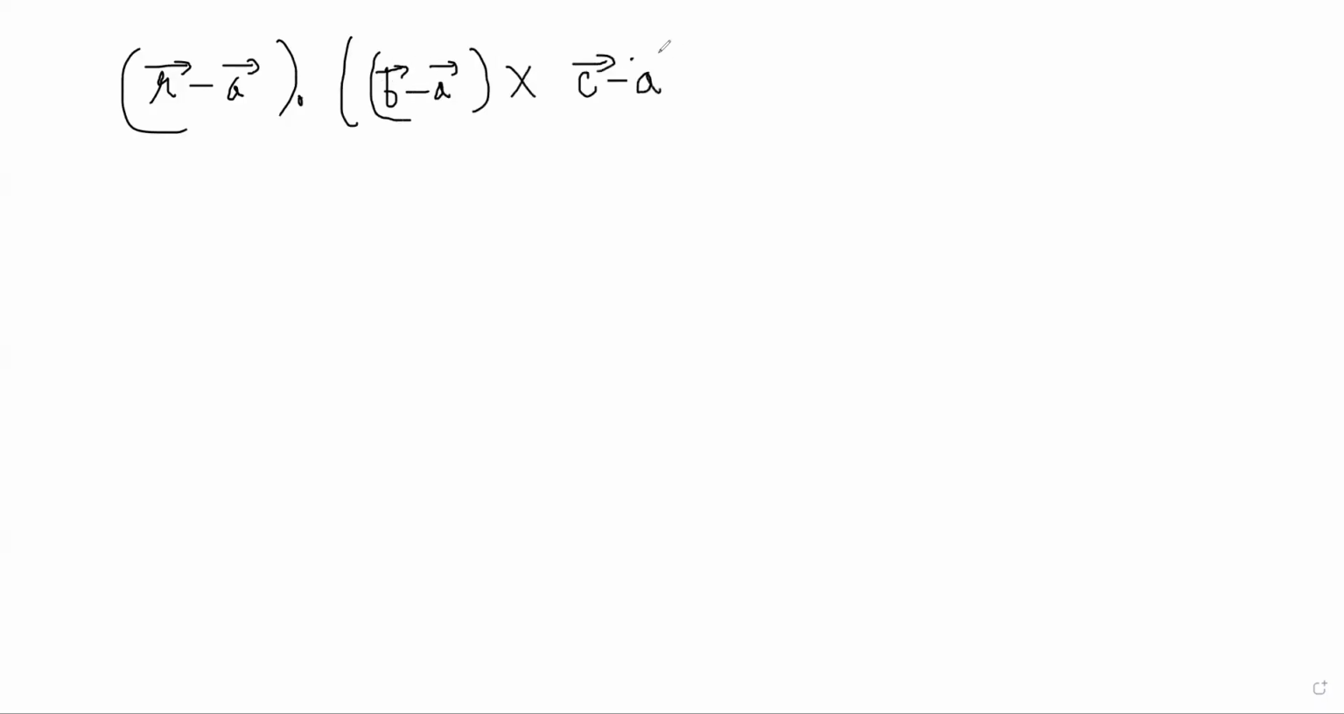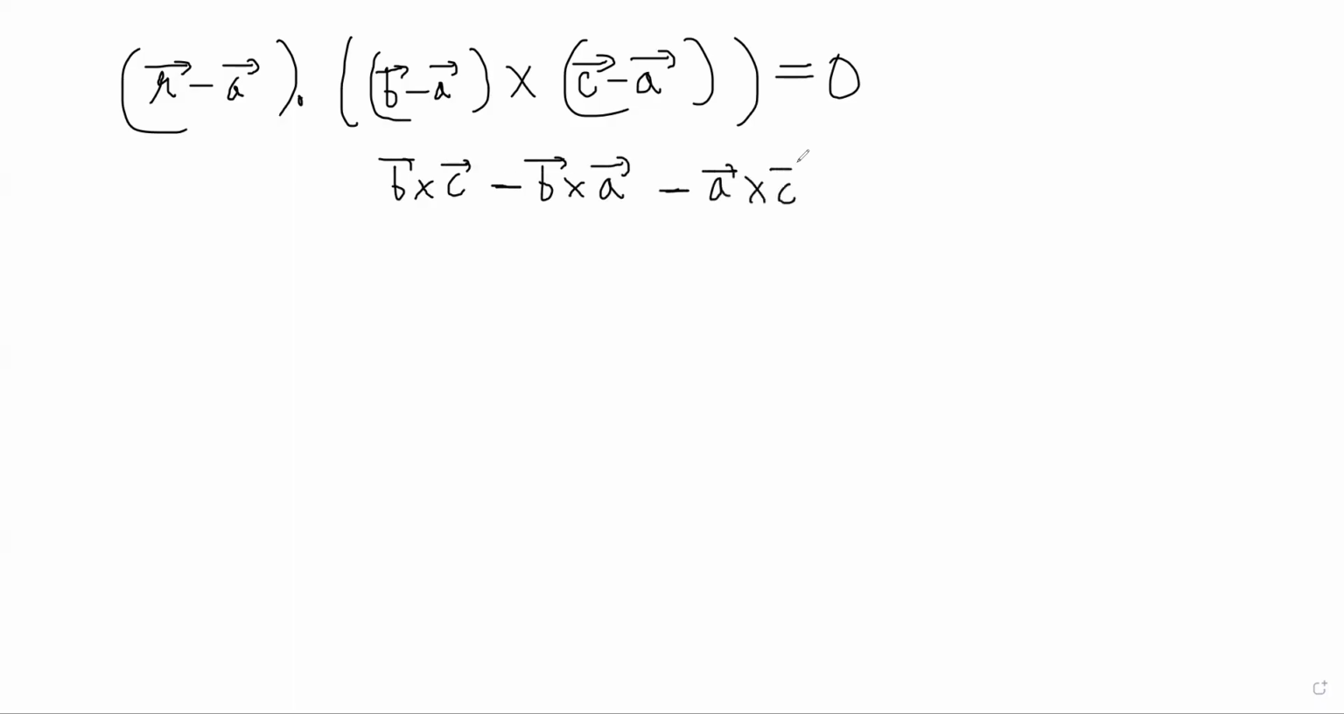So we will get (R − A) dot product with (B − A) cross (C − A) is equal to 0. So let's calculate this. This is B cross C minus B cross A minus A cross C, and A cross A will be 0. So you have (R − A) dot product with this is equal to 0.